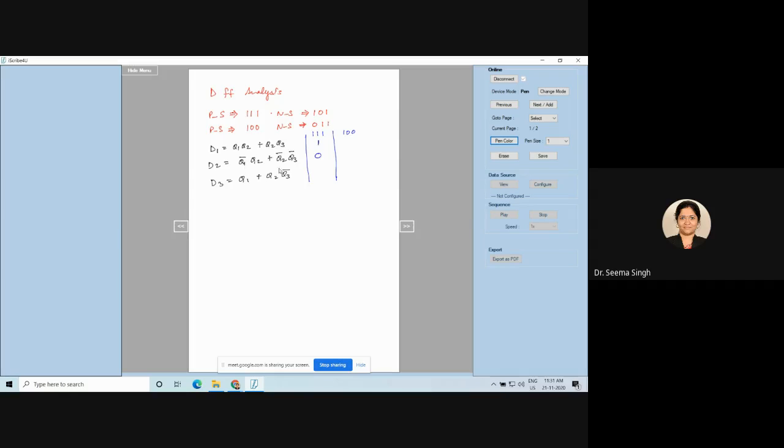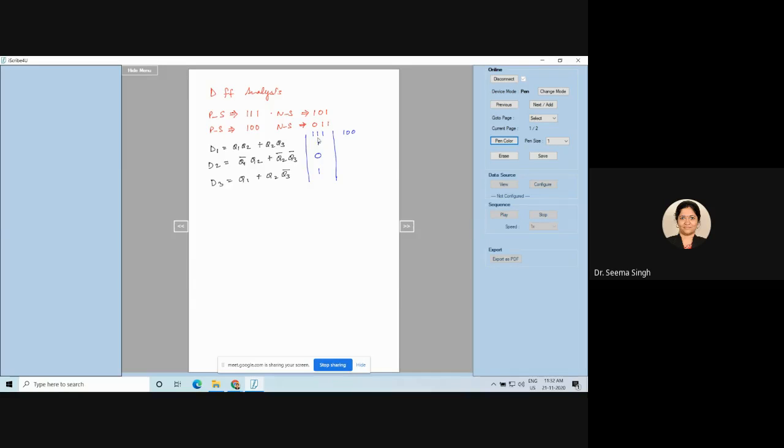And D3 is Q1, which is 1, and Q3 bar becomes 0. So 0 ORed with Q1 is 1. So D3 will remain 1, right? So D1, D2, D3 are like this: 1, 0, 1.